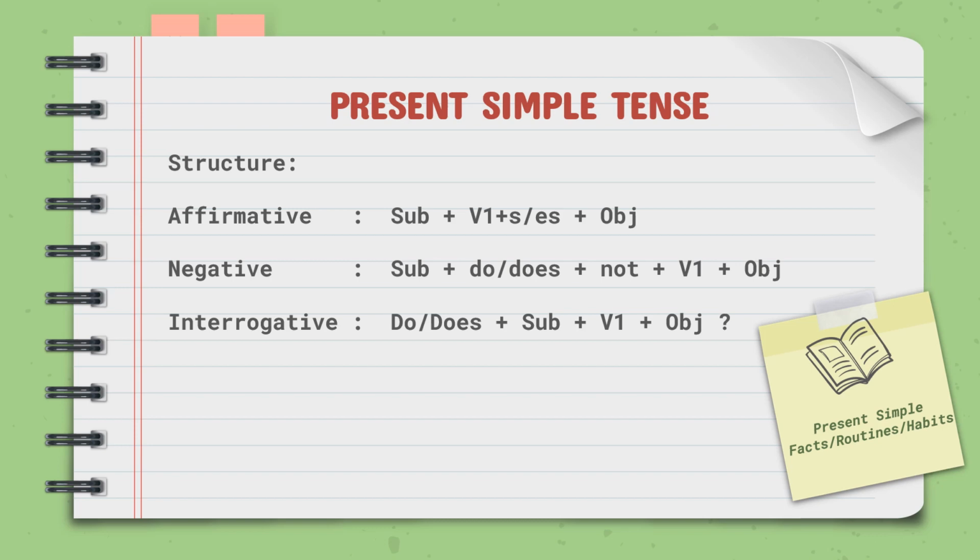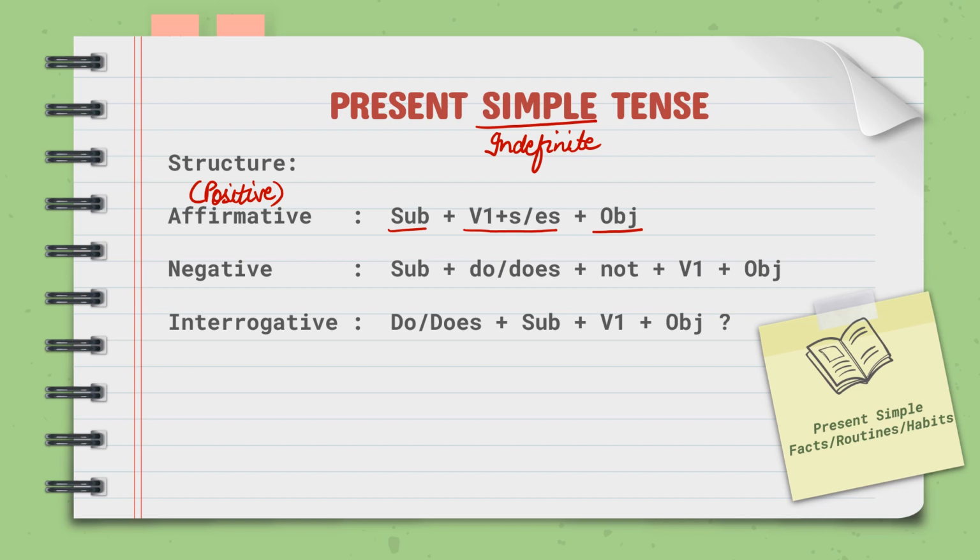Let's start with the very first tense, which is present simple tense. Present simple tense is also known as present indefinite tense. Before we understand the uses of this tense, let us first see the structures of this tense. The first one is our structure of present simple affirmative sentence. What is an affirmative sentence? An affirmative sentence is a positive sentence, and its structure is subject plus V1 plus S or ES plus object.